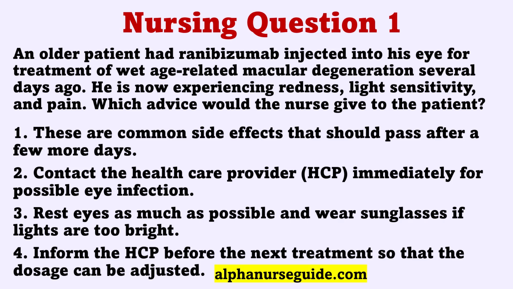The correct answer is 2. Contact the healthcare provider immediately for possible eye infection. Ranibizumab is an angiogenesis inhibitor that is directly injected into the vitreous humor of the eye. The purpose of the medication injection is to inhibit the growth of new blood vessels in patients who have neovascular age-related macular degeneration. The biggest concern about adverse effects of the treatment is endophthalmitis.